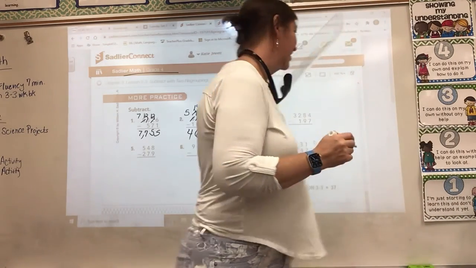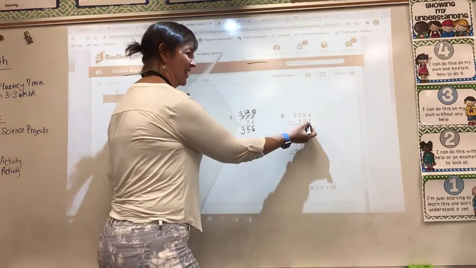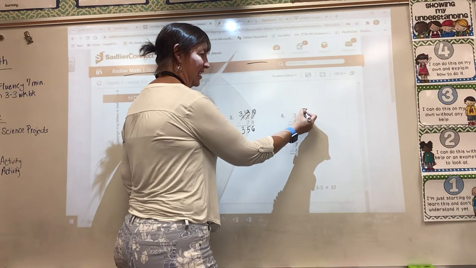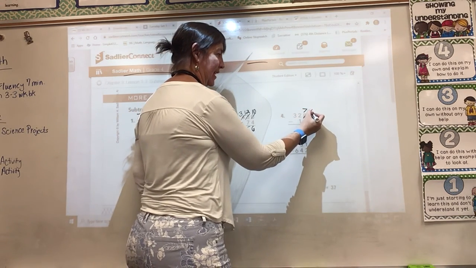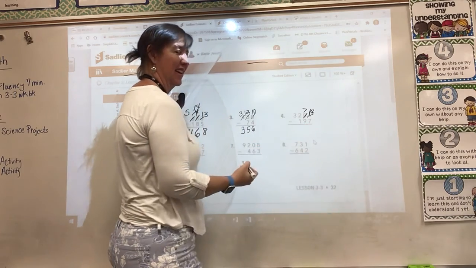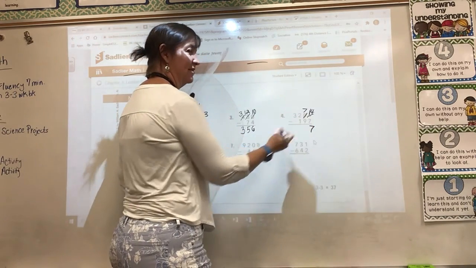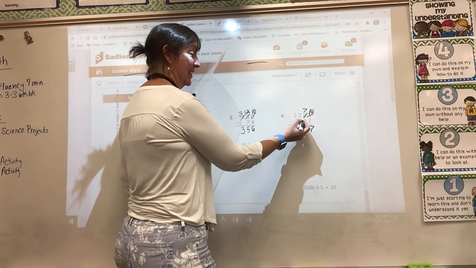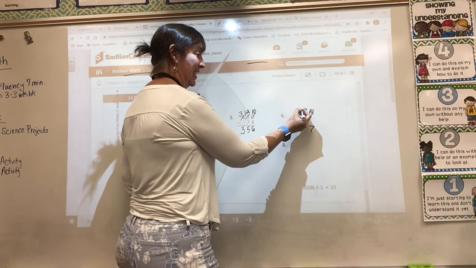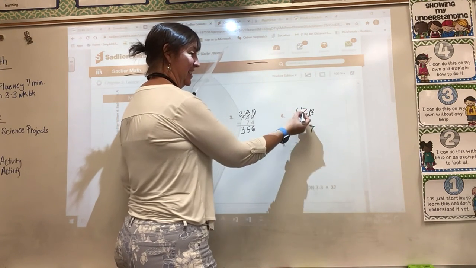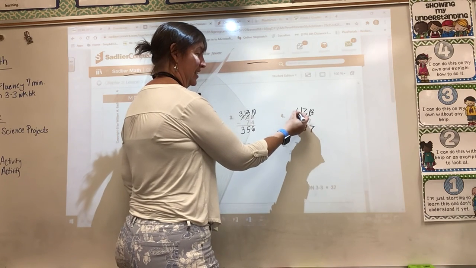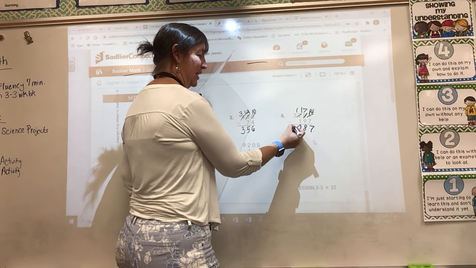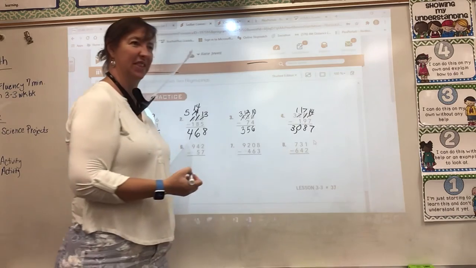Yeah. You can't subtract 7 from 4. So you make the 8 a 7 and make the 4 a 14. 7, it's 7. Can I subtract 9 from 7? No. Make the 2 a 1. Make that a 17. 17 minus 9 is 8. And 1 minus 1? 0. And bring down the 3. And what's your answer? 3,087.